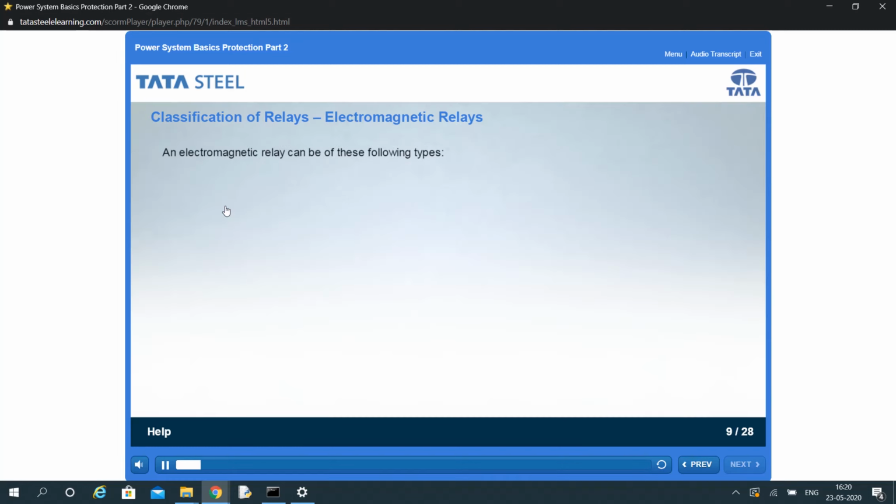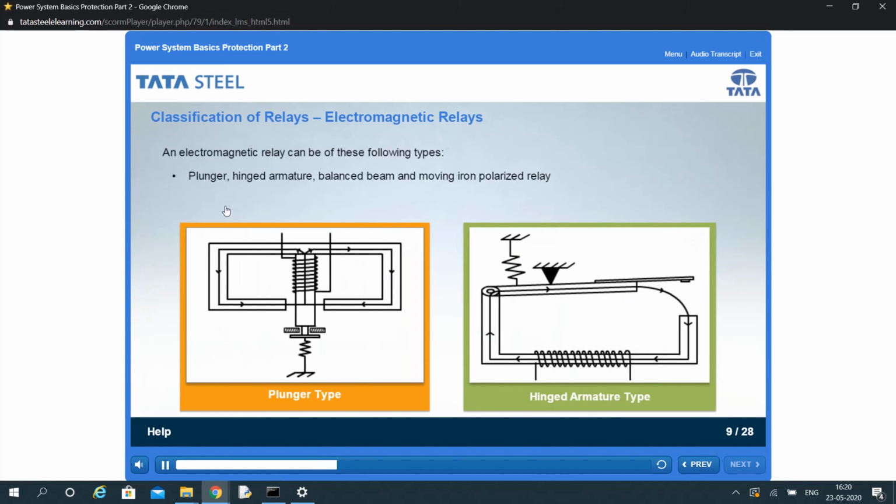An electromagnetic relay can be of the following types: plunger, hinged armature, balanced beam, and moving iron polarized relay. These are simplified types which respond to AC as well as DC.